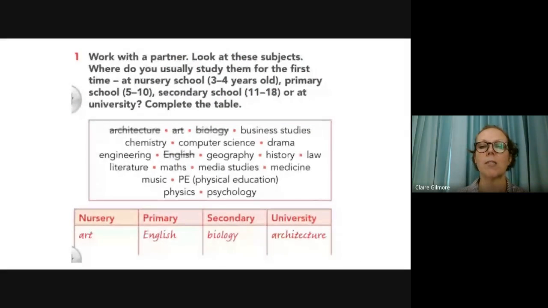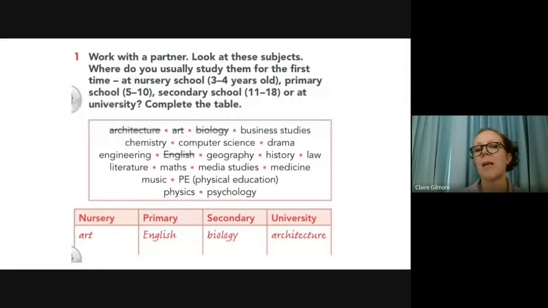will see a box with lots of different subjects in them. And underneath there is a table which says nursery, primary, secondary and university. So what I would like you to do is place the subjects that you see in the box in the category where you think that you would first study them. Okay, so you'll notice that under nursery there is art.